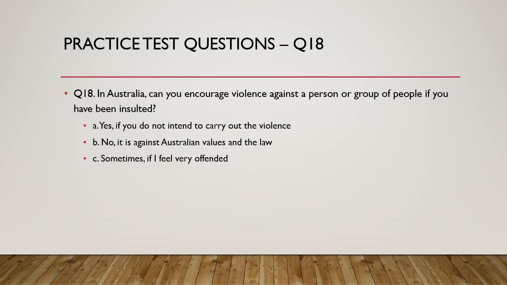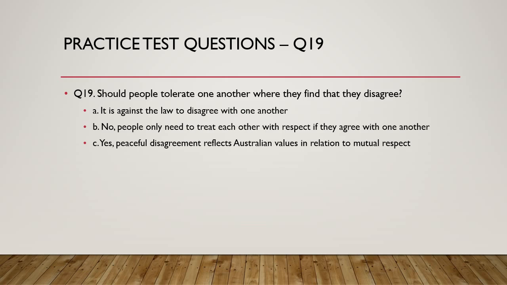Question 18. In Australia, can you encourage violence against a person or a group of people if you have been insulted? And the answer is B. No, it is against Australian values and the law. Question 19. Should people tolerate one another where they find that they disagree? And the answer is C. Yes, peaceful disagreement reflects Australian values in relation to mutual respect.